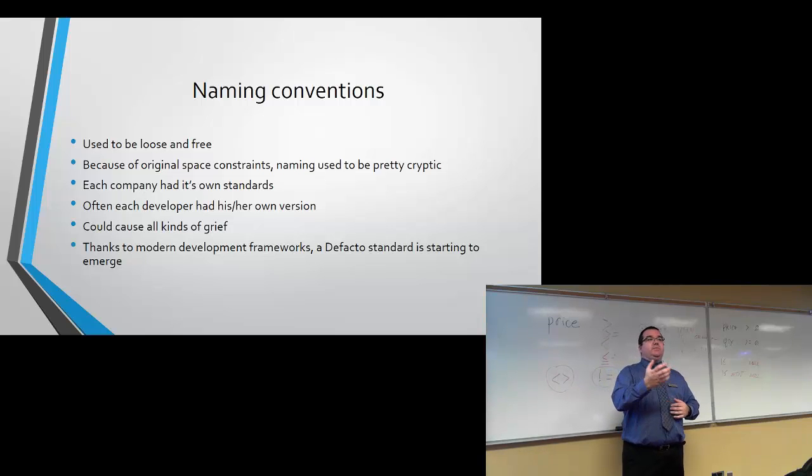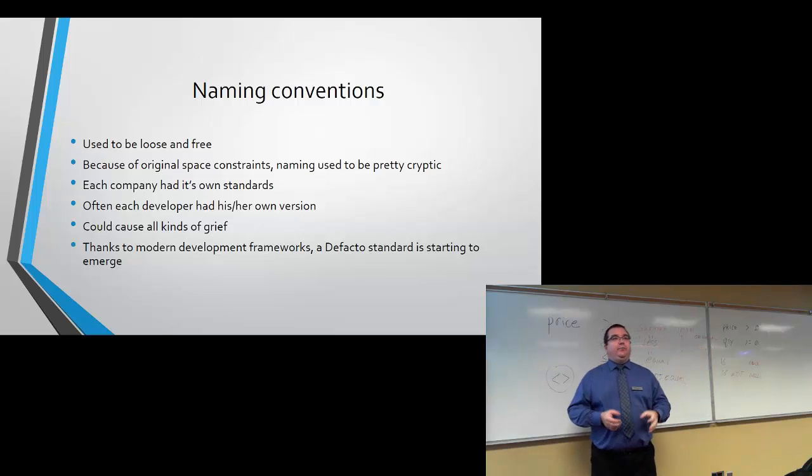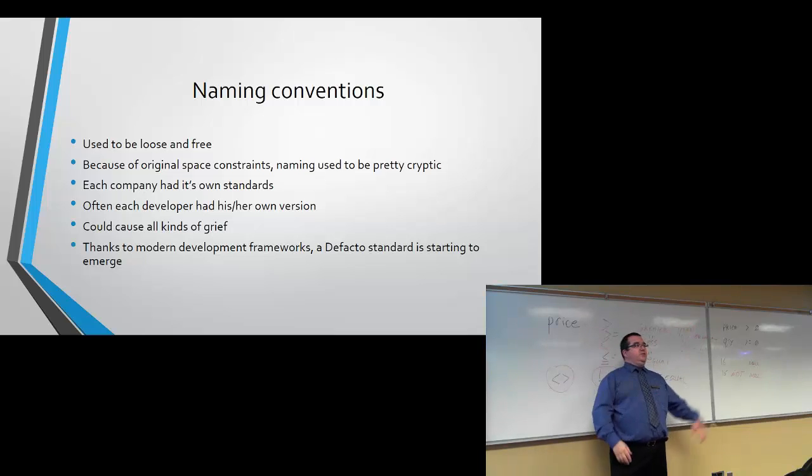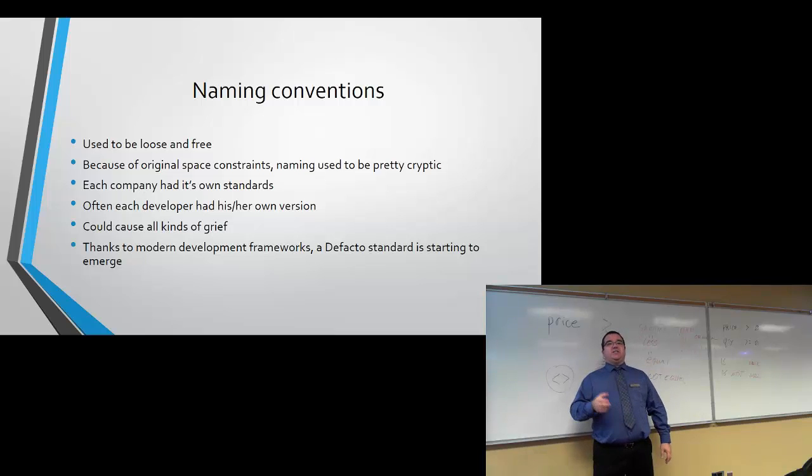Naming convention used to be really odd. Table A, field A1, A2, A3. Why? Because they didn't have enough room on the server for nicely described field names. Each company had its standard. You name it this way, you name it that way. You use camel case, you use snake case, you use a combination of the two. And what would even be better is that each developer would have their own naming conventions and nobody was enforcing them. So there were rules and nobody enforced them.